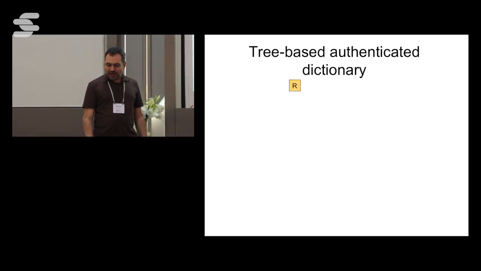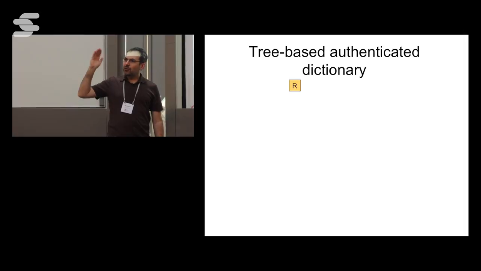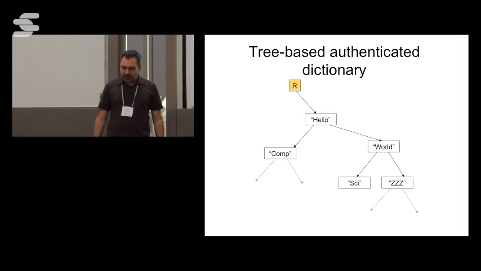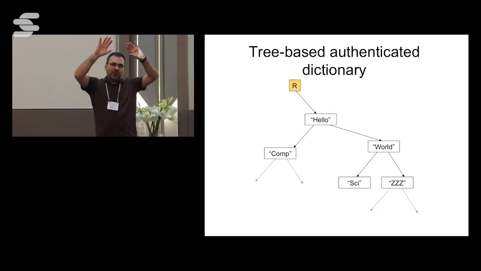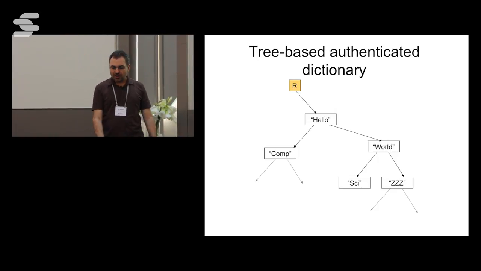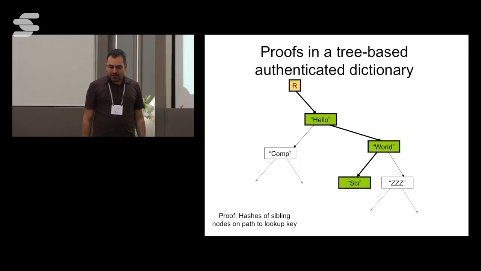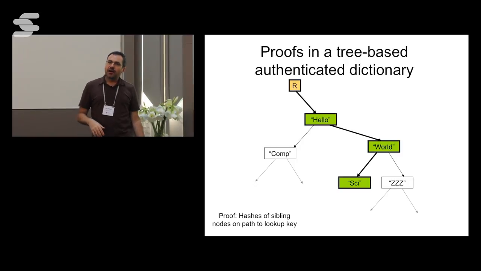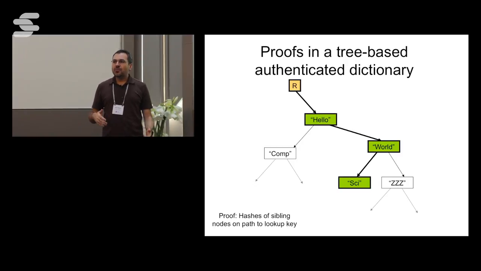So again, arrows are like hashes. I have some kind of a root, and I have various keys in my dictionary in a tree, and just like Merkle did way back when, a proof is like a logarithmic trace through this. And what about when I want to update my tree?